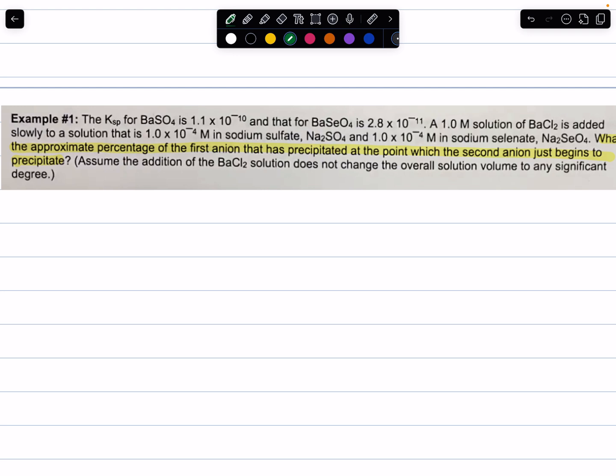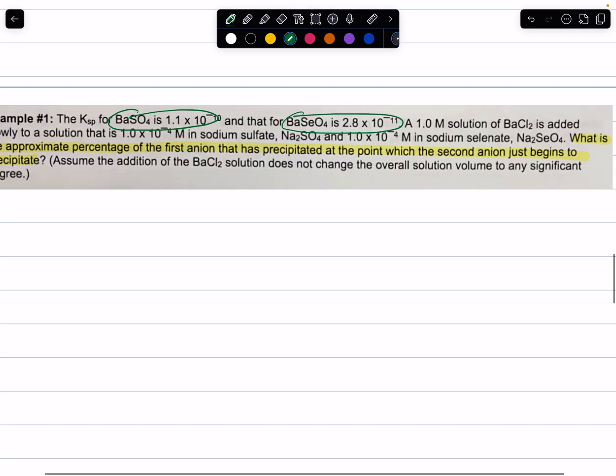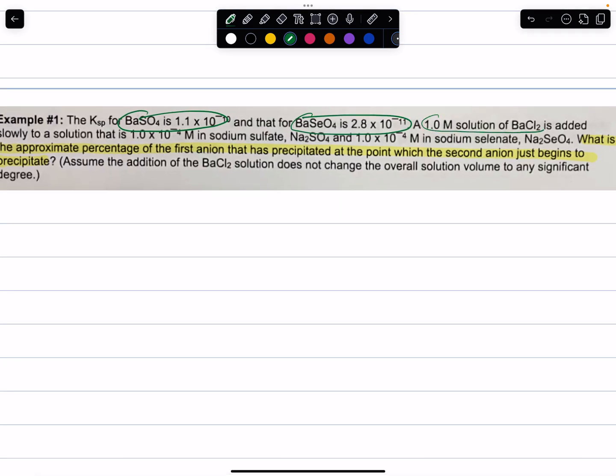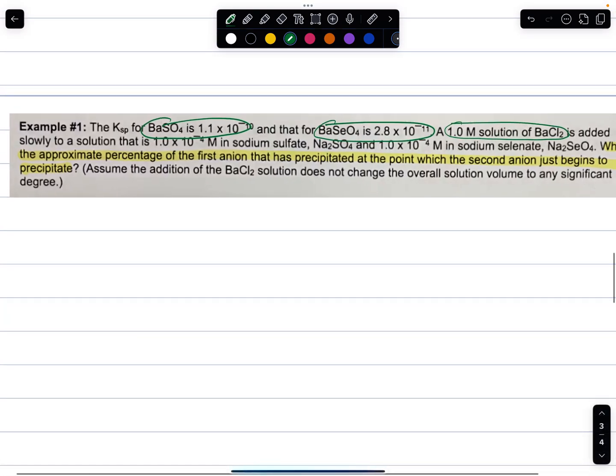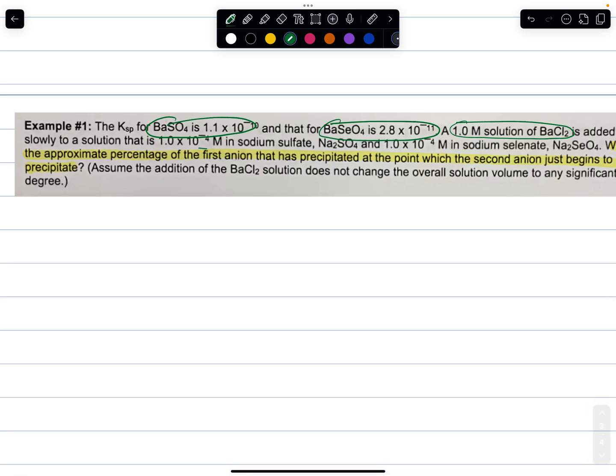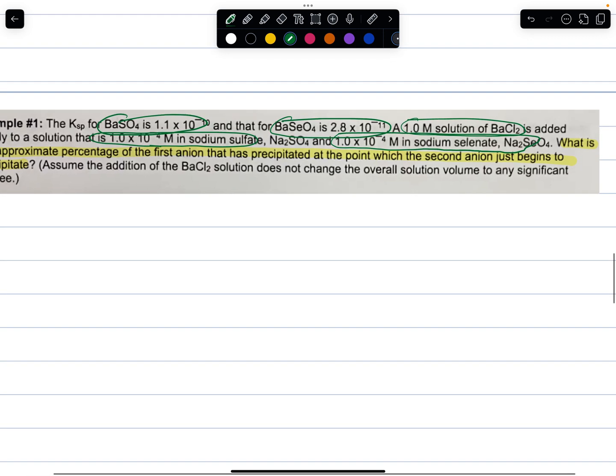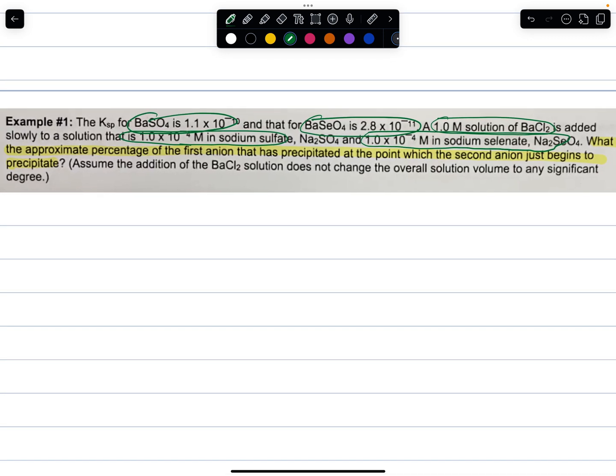All right, for this one, we've got barium sulfate, and that for barium selenate is shown here. We're going to have a 0.1 molar solution of barium chloride that's added slowly to a solution that is 0.1 times 10 to the negative 4th molar in sodium sulfate and 0.1 times 10 to the negative 4th in sodium selenate. All right. So we have two questions. Well, I guess we're going to have to answer one before we can do the other.